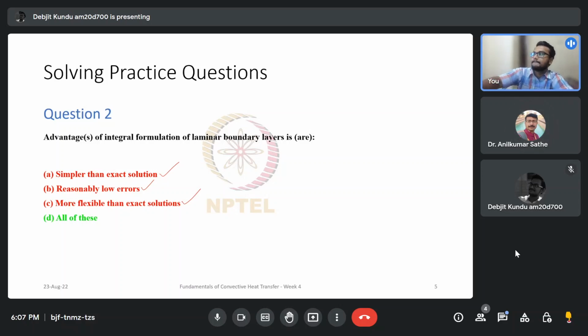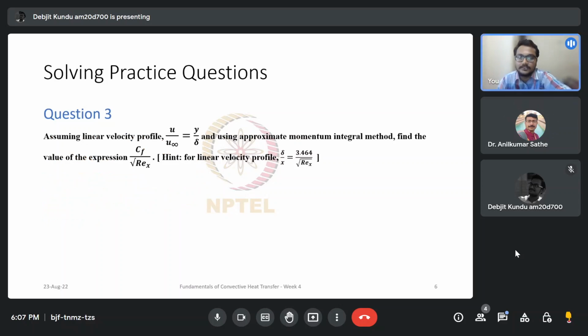Moving on to question 3, this is a numerical type question. Assuming a linear velocity profile, we assume that the velocity profile within the boundary layer is linear. If there is a flat plate and a boundary layer forming, the velocity profile within it is linear, where this is u infinity and u at any point varies linearly with it. So u by u infinity is equal to y by delta.